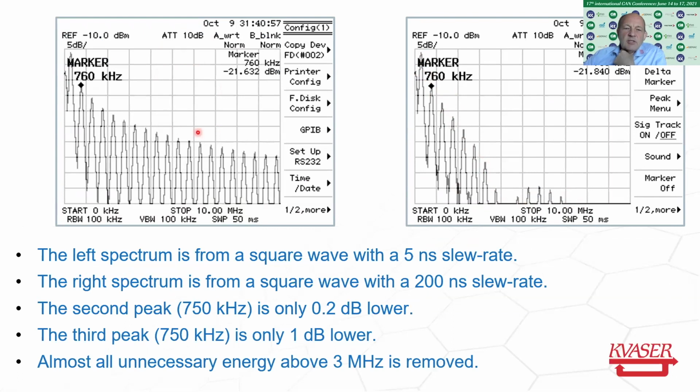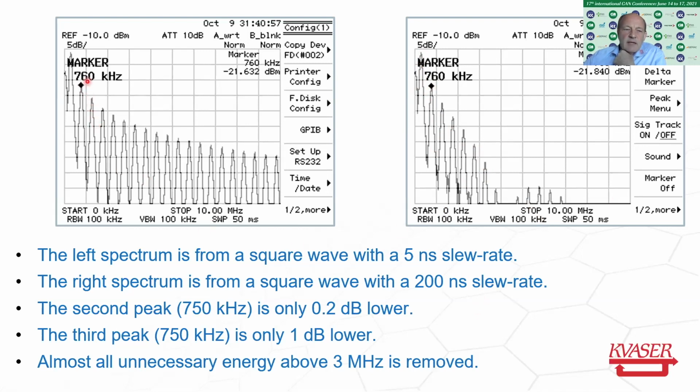So this is the energy you will see in the cable with a 5 nanosecond slew rate. And this is the energy at a 200 nanosecond slew rate. So just by changing the slew rate, we have a huge effect on the energy that you send out on the bus at high frequencies and on the demand on the cabling system.